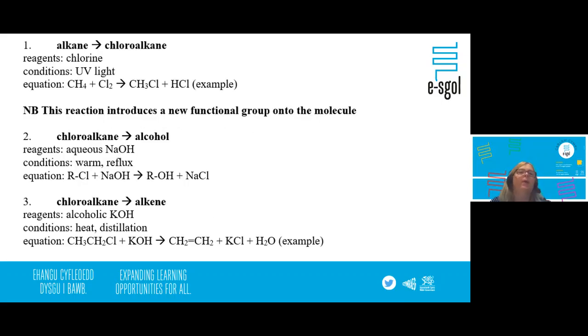So you need to be familiar with the alkane to the chloroalkane. Now that's classically the photochlorination. So it's the homolytic fission, etc. So you need to be familiar with that. Chloroalkane to an alcohol, chloroalkane to an alkene. There are lots of these reagents you need to be familiar with.